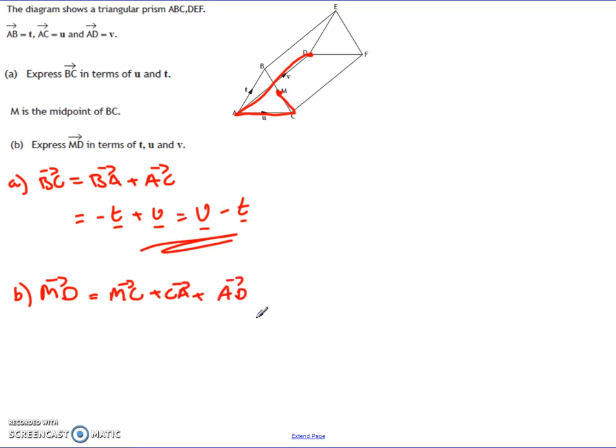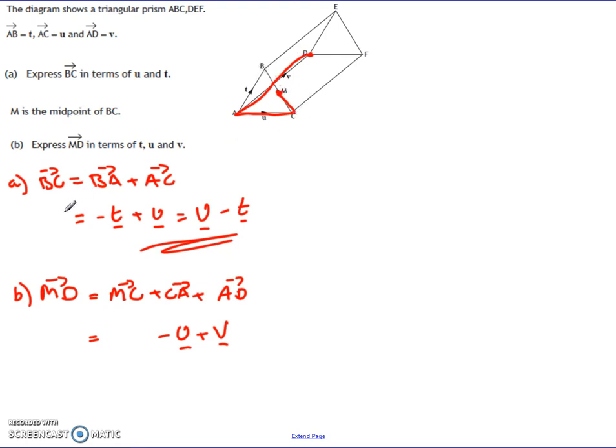All I need to do is figure out what each of these is in terms of the other parts of the journey. Now C to A is easy. It's just back along this one. That's minus u. A to D as well is easy. It's along the v, so it's plus the v. M to C is the interesting one. Now M we're told is the midpoint of B to C. I want to go from M to C, so I need to figure that out.